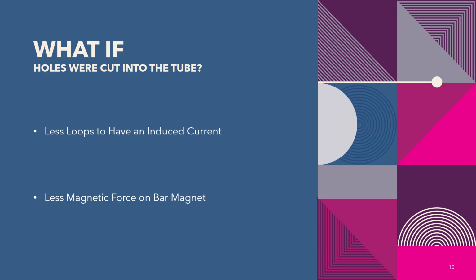What if holes were cut into the tube? If holes were cut into the tube, then there would be fewer loops in order to have an induced current, which would mean less magnetic force on the bar magnet, and therefore the bar magnet would fall a lot slower through the tube.